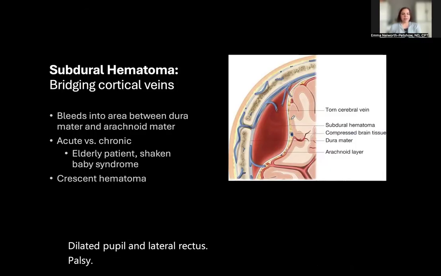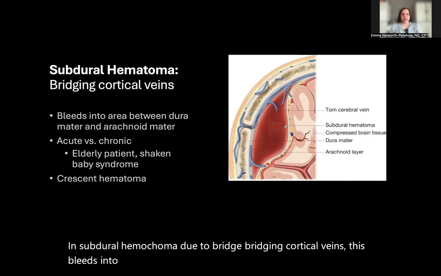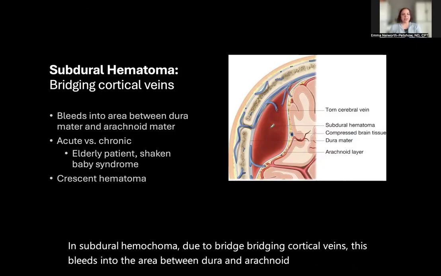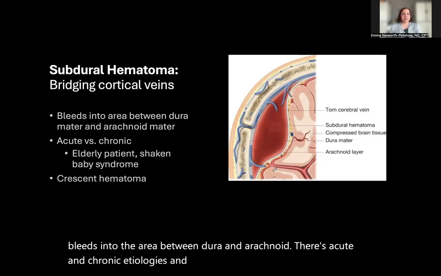In subdural hematoma, due to bridging cortical veins, this bleeds into the area between dura and arachnoid. There's acute and chronic etiologies, and it creates more of a crescent-shaped hematoma.